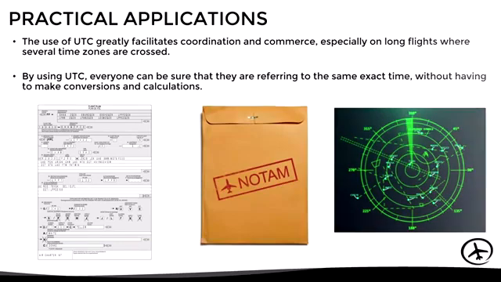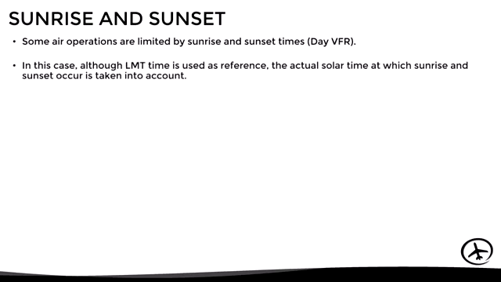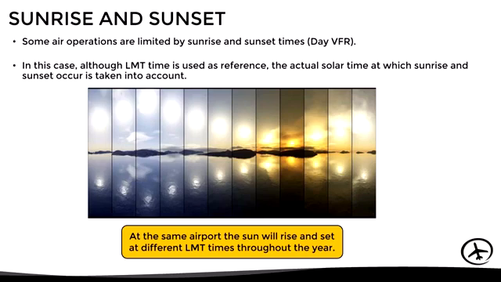Now, an important time to keep in mind is the time of sunrise and sunset for a specific airport, since some air operations are limited to daytime. In this case, although the local time of the time zone is used as reference, the actual solar time at which sunrise and sunset occur at that specific position is taken into account. And it is also important to bear in mind that at the same airport, the sun will rise and set at different local times throughout the year.